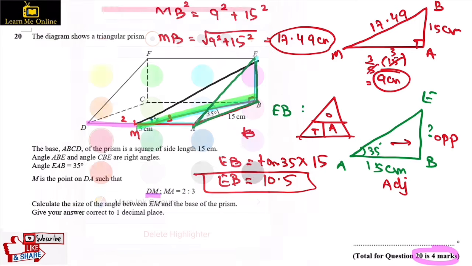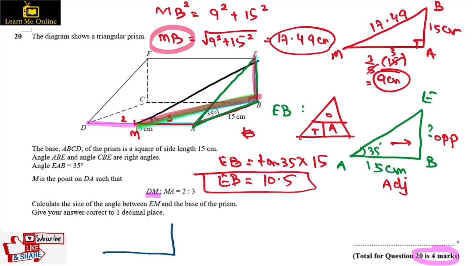I'll be using this color now. So the first thing we found out is the length of MB, and MB was this thing. Then we found out the length of EB. Now what we are finding out is the angle. So I'm going to draw the final right angle triangle. So the base is M to B, and M to B we found already, which is 17.5. Then we found out what EB is. E is here, and E to B, the length we got is 10.5. And now we are finding out this angle. So let's say this is X.